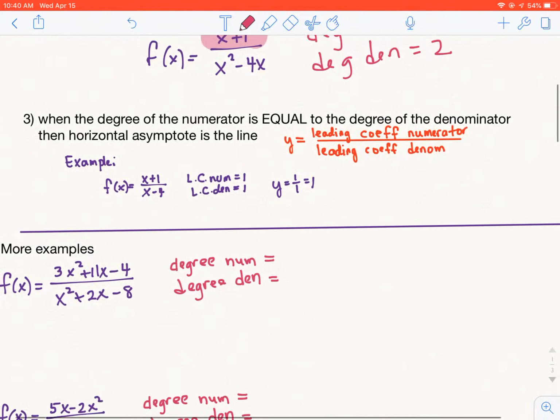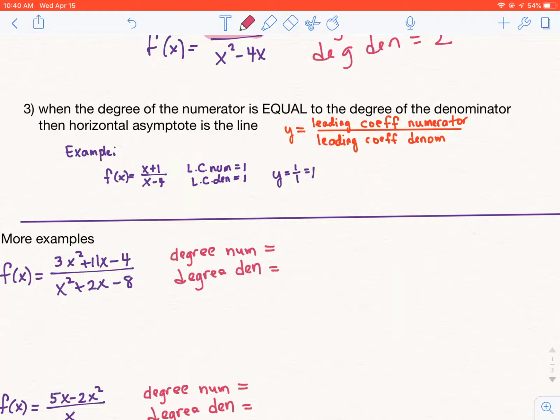So now here comes the fun part. When the 2 degrees are equal, then you use the leading coefficient, okay? And you just make a fraction out of them. The leading coefficient, remember, is the coefficient for the largest exponent. So here's our formula: y equals the leading coefficient of the numerator divided by the leading coefficient of the denominator.